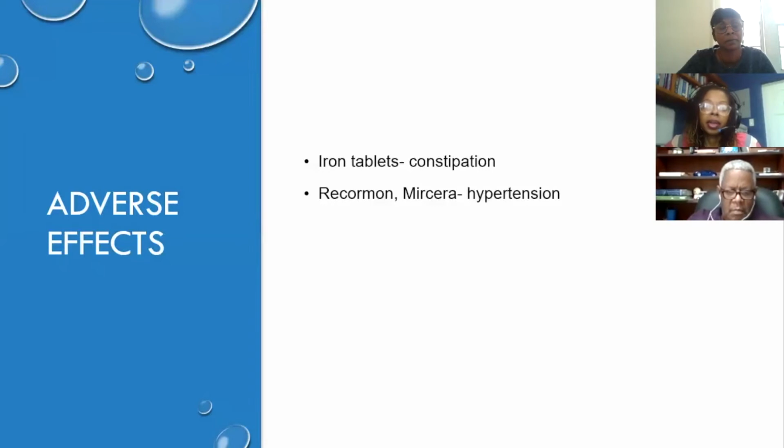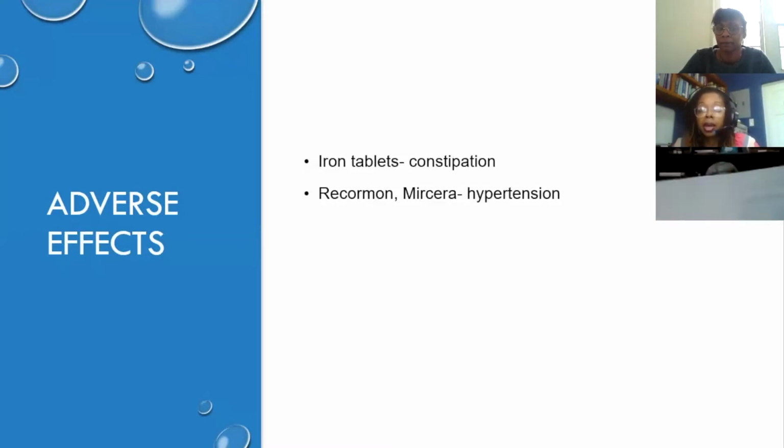Adverse effects or complications, usually from the oral iron, is constipation. The Recormin and Mircera, and I don't have it here, but yes, your Venofer as well, can cause hypertension. So again, it's a very sort of balance. It's a balance. You're balancing all the time, because we don't want you to be anemic, but we also don't want you to have the side effect of the hypertension.